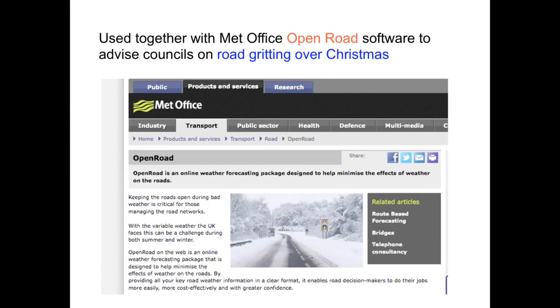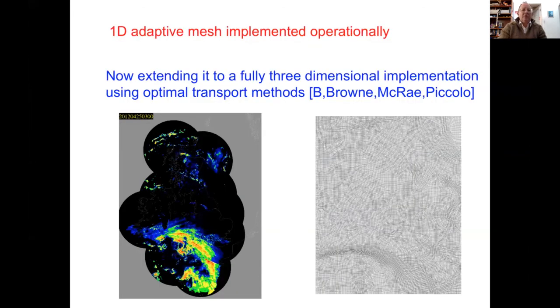So just a couple of minutes left, Chris. Yeah, I'm nearly there. So basically, the method worked well enough to give councils much better advice on whether they should grit their roads or not. So that's adaptivity in 1D. Just to say, we are now extending it to a fully three-dimensional implementation, and the implementation uses adaptive methods based around optimal transport, and myself and some of my PhDs and postdocs have now managed to extend this to fully three-dimensional, and that is work that's ongoing between us and the Met Office.